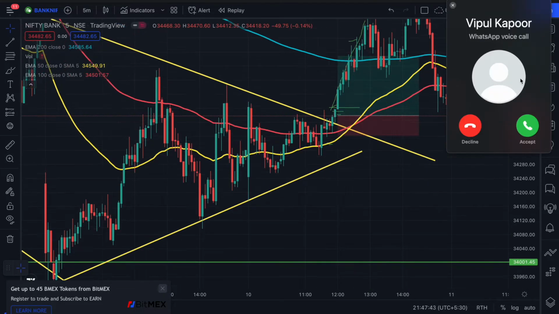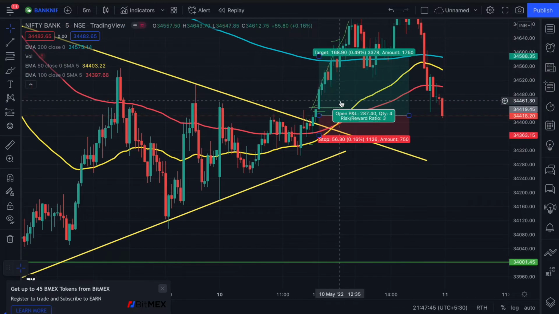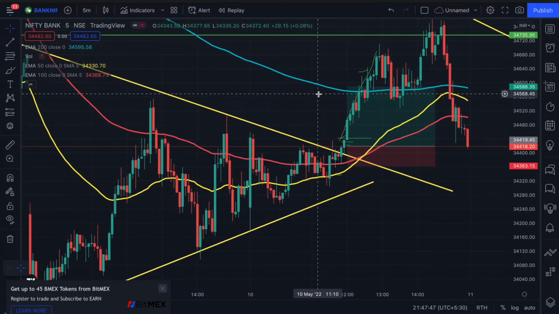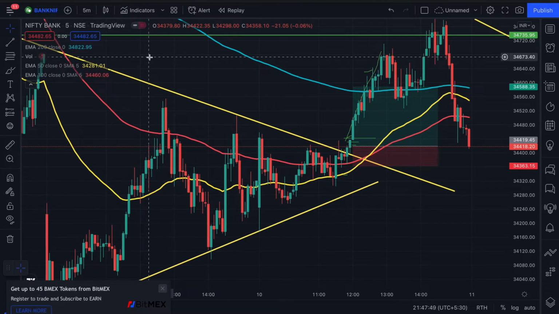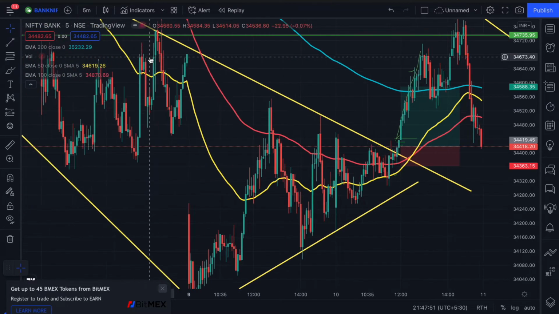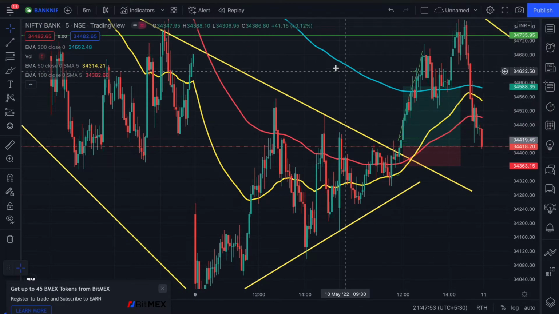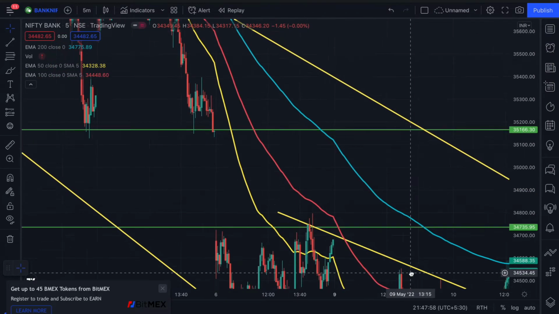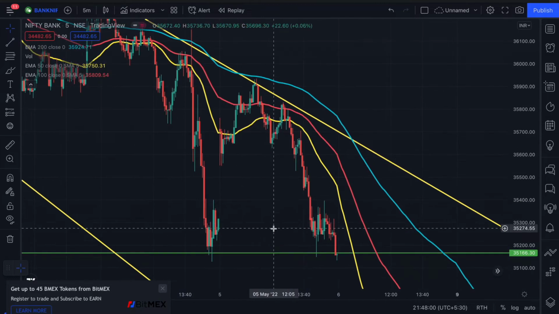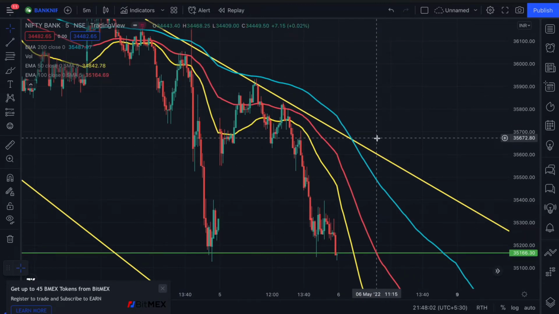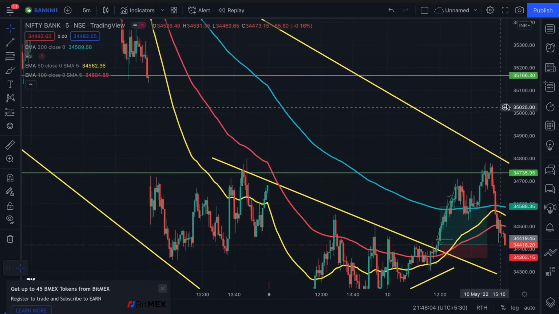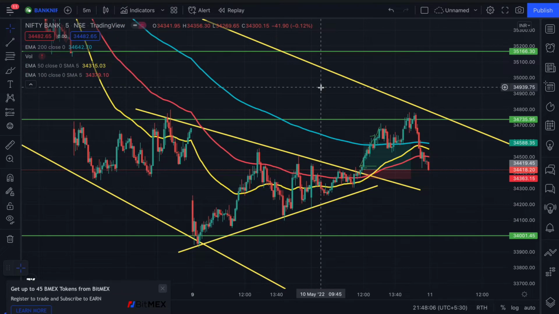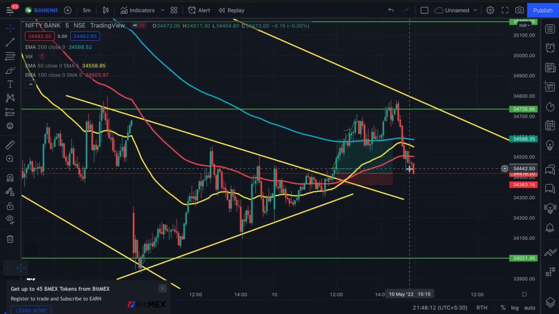The target was more or less around the 200 period exponential moving average in the 5 minutes time frame, because you can see that it was acting as a resistance area. If I go back, you can see the 200 EMA in the 5 minute time frame was acting as a resistance, and price got rejected from there and underwent a downside movement, right? You can see this very clearly.